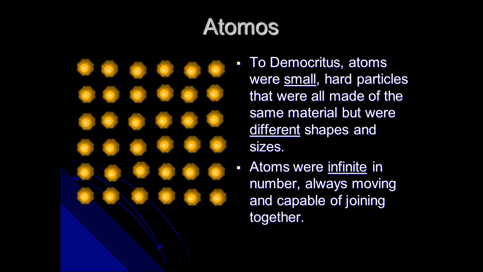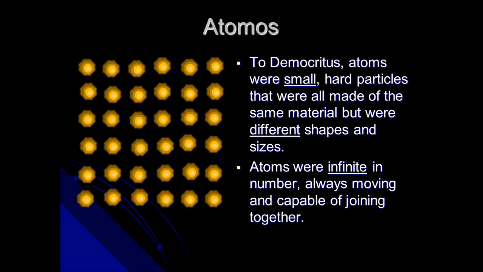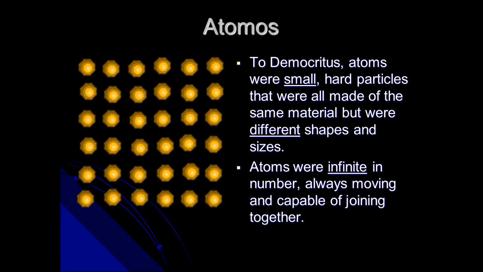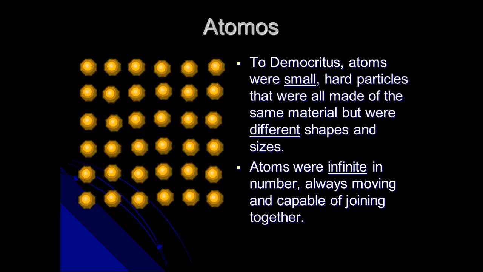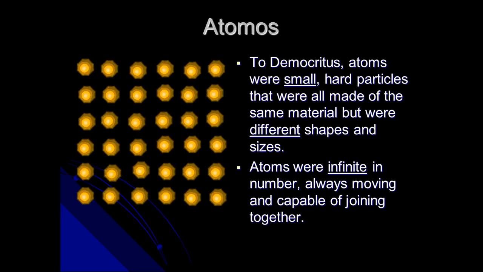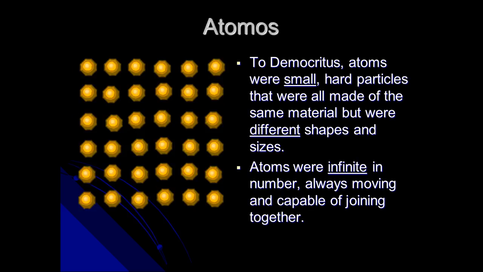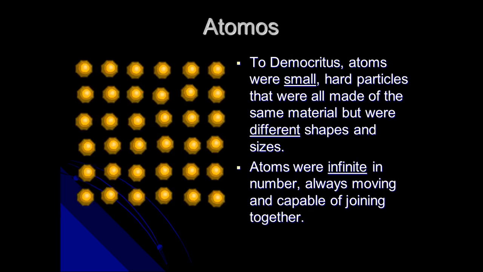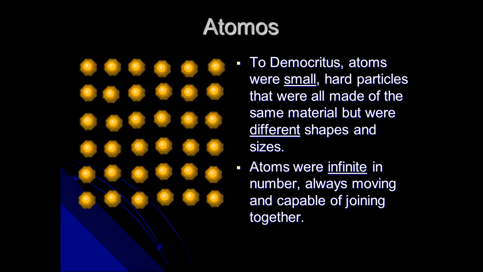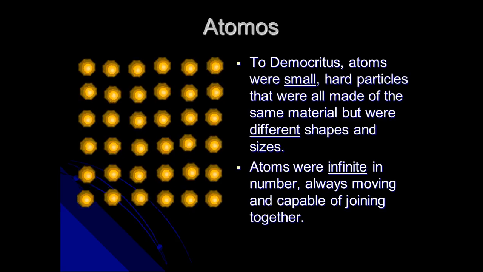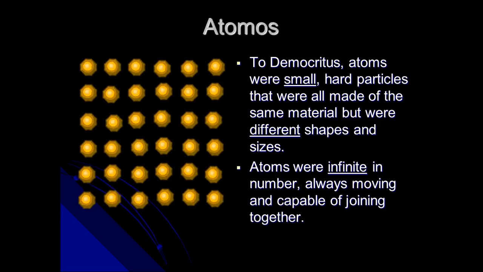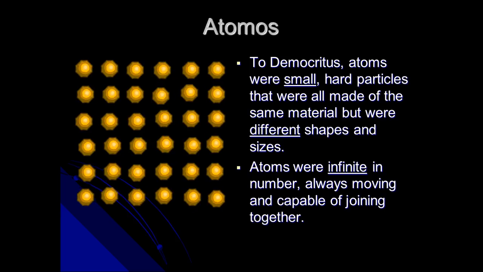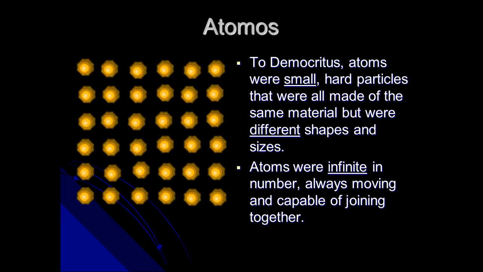So to Democritus, this moving image, atoms were small. They were hard particles, and they were all made up of the same material, but were different shapes and sizes. He also speculated that there were infinite in number and always moving, and capable of joining together in infinite ways. That's kind of how he postulated atoms to be. Not a bad image for somebody who was living in the ancient times.